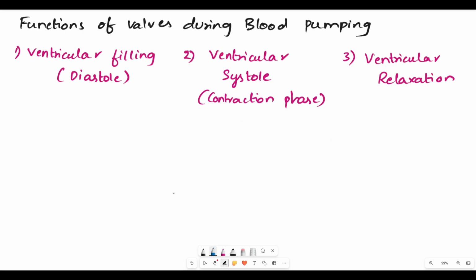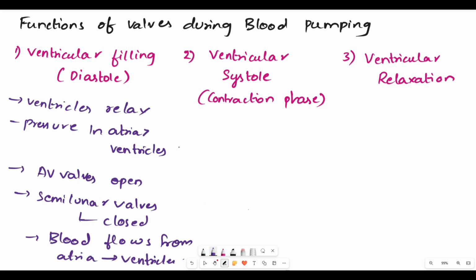Coming back to the functions of valves during blood pumping, especially during the cardiac cycle, there are three main steps. One is ventricular filling, which is the diastolic step, the second is ventricular systole, which is the contraction phase, and the third is ventricular relaxation. In the first step, ventricular filling in the diastolic phase, the ventricles relax. The pressure in the atria is greater than in the ventricles. So here the AV valves are opened and the semilunar valves are closed. Now, blood flows from the atria into the ventricles.